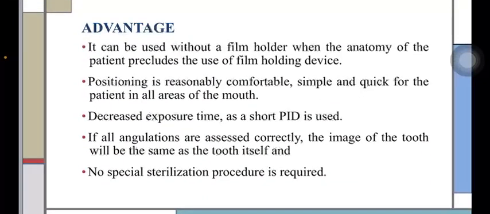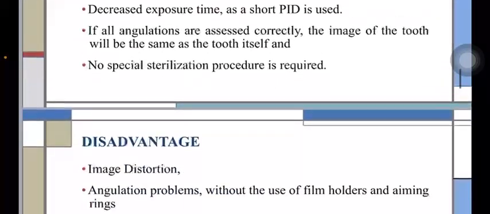Advantages: it can be used without a film holder when the anatomy of the patient precludes the use of the film holding device, and it is reasonably comfortable, simple and quick for the patient in all parts of the mouth. There is a decreased exposure time because a short PID is used, and all angulations are assessed correctly. Then the tooth is of the same size as the original image. No special sterilization procedure is required.